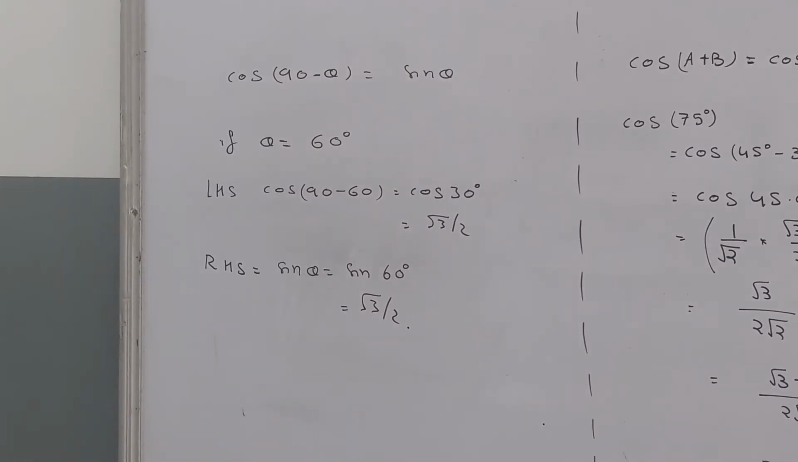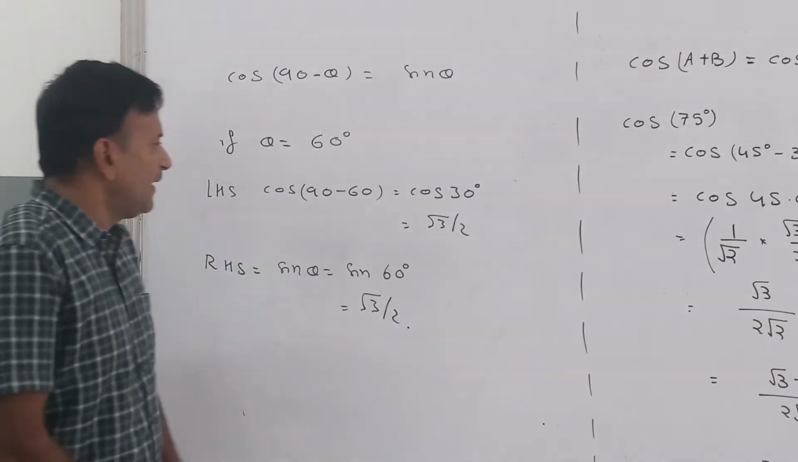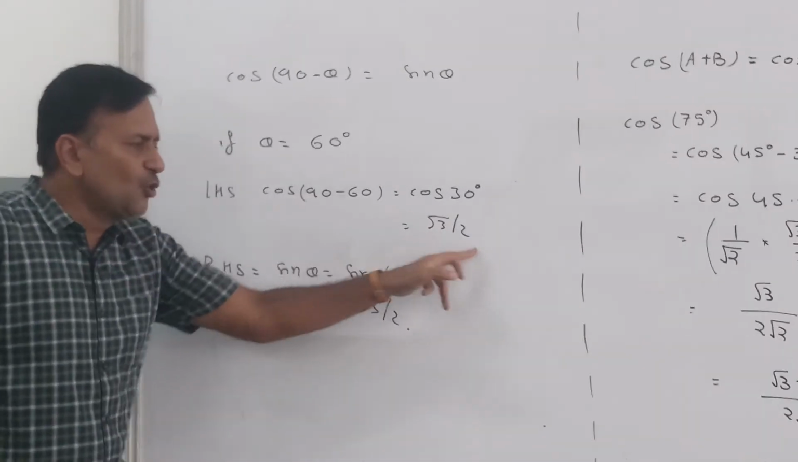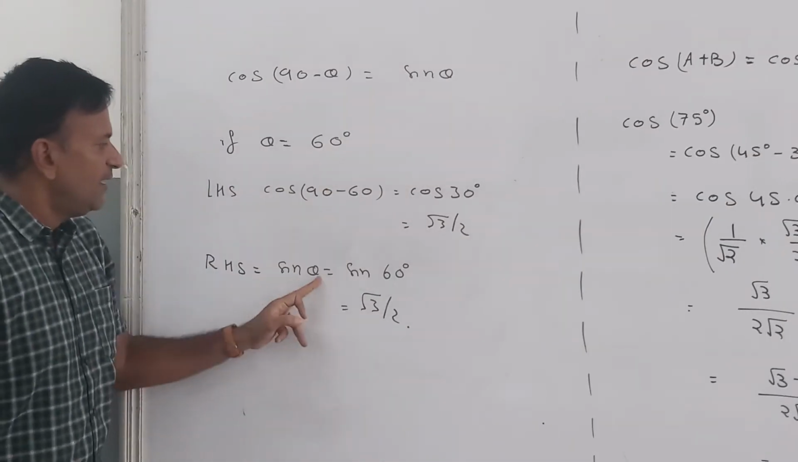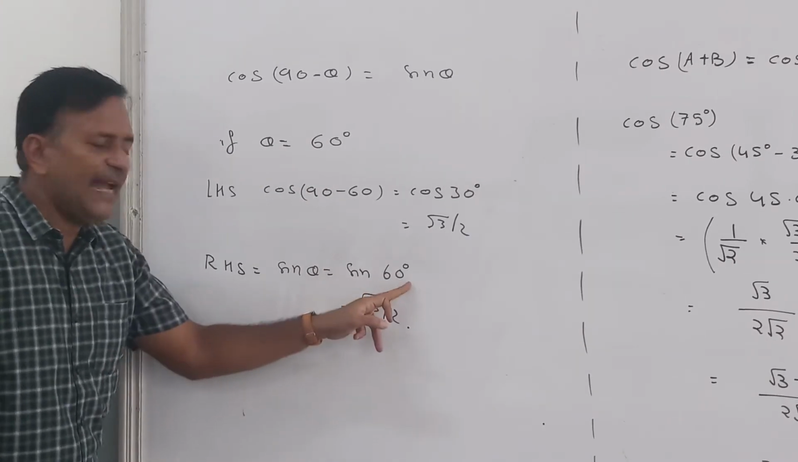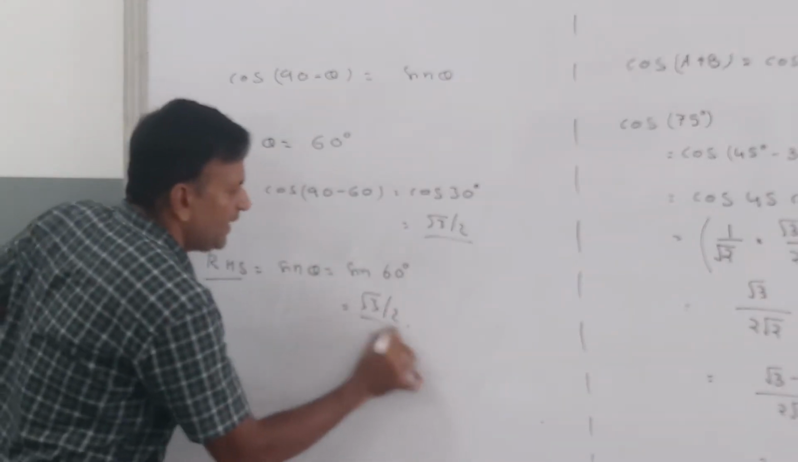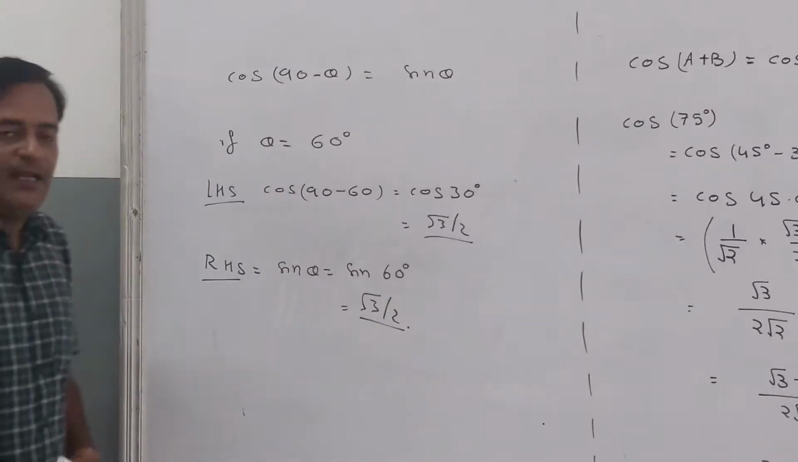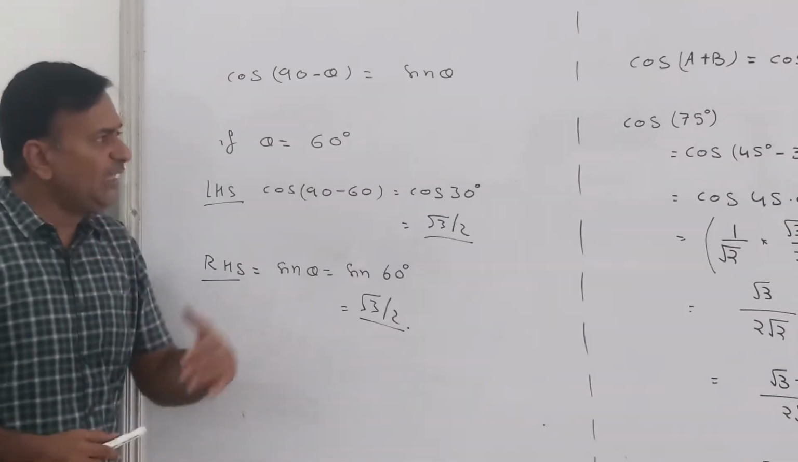Cos(90 minus theta) equals sin theta. Now take theta equals 60. The LHS is cos(90 minus 60). 90 minus 60 is 30, and cos 30 is root 3 by 2. The value of LHS is root 3 by 2. RHS: sin 30... theta equals 60, so what is sin 60? Sin 60 is again root 3 by 2. So LHS equals RHS. There are other formulas. You will have to practice all these formulas.